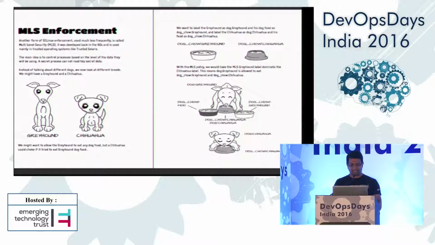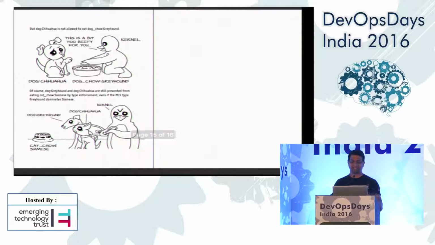So here, Greyhound can eat the food of this other dog breed, which is Chihuahua, I guess. Sorry. So he is allowed to eat his food, but the small dog is not allowed to eat the bigger dog's food because he cannot digest it.